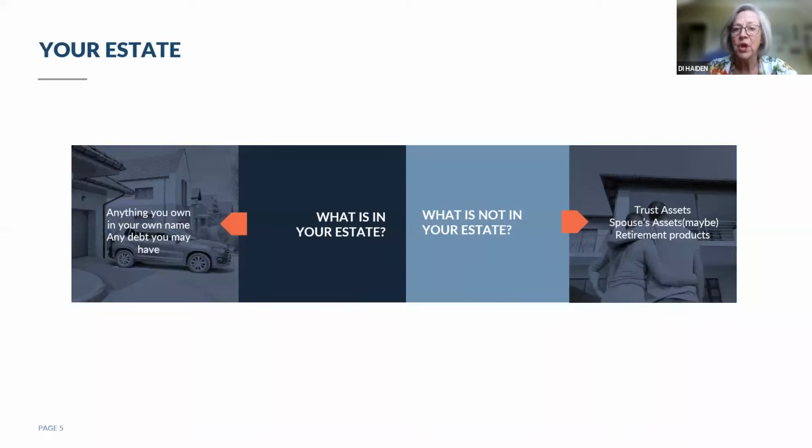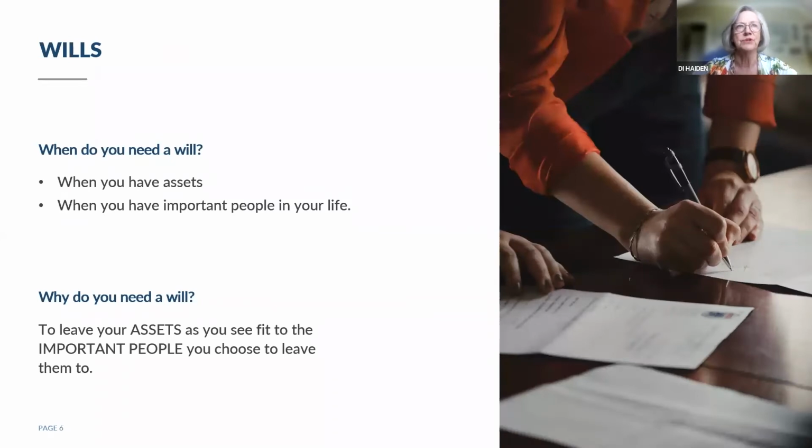Retirement products are excluded from your estate for estate duty purposes, but they are actually still an asset that we need to count as being part of your estate, but excluded for estate duty. So moving on from there, now we know what your estate is, and over the years you accumulate a huge amount of wealth, obviously. When do you need a will?